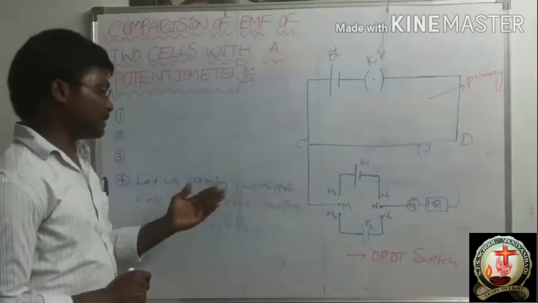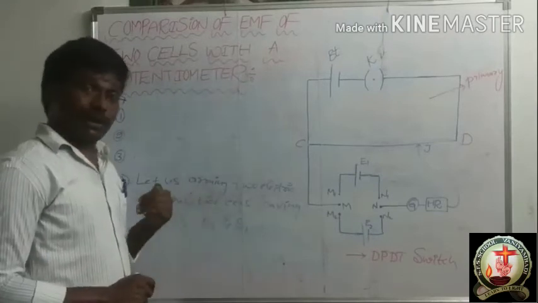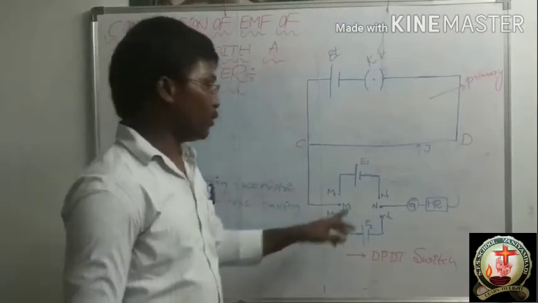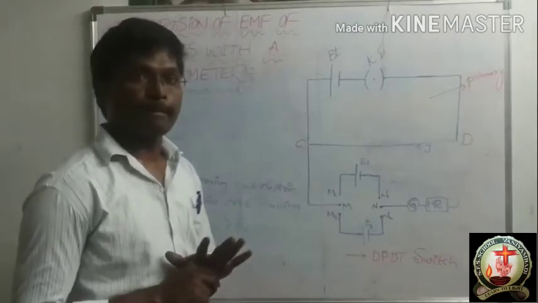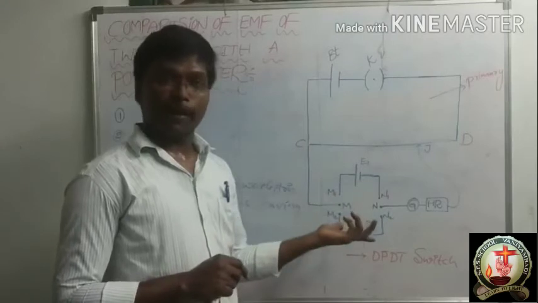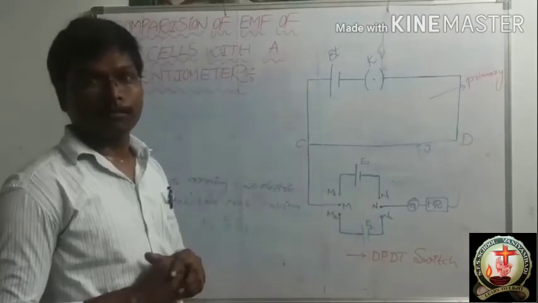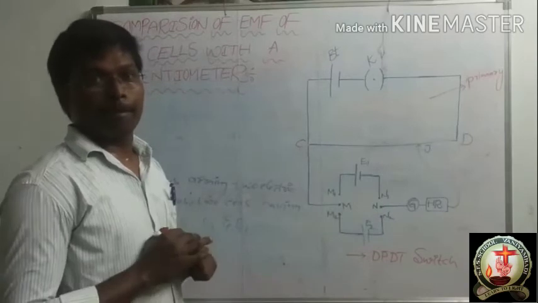Let us arrange two electric cells having EMFs E1 and E2. These two cells are connected with a DP-DT switch. That's it.